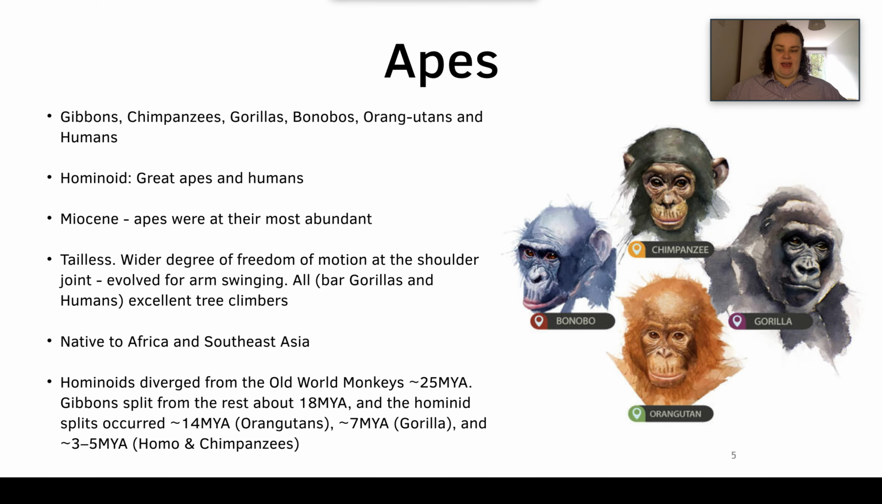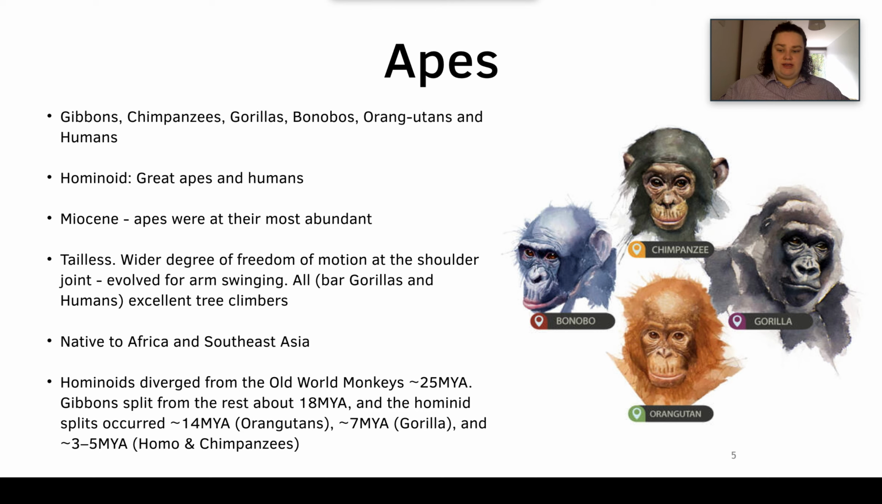So let's start with the apes. Apes include gibbons, chimpanzees, gorillas, bonobos, orangutans, and humans. Bonobos are a type of chimpanzee. Then we have hominoids, which are the great apes, which include gorillas, chimpanzees, bonobos, orangutans, and the humans. During the Miocene, that's when the apes were at their most abundant. There's quite a lot of evidence for them in Europe as well as in Africa.